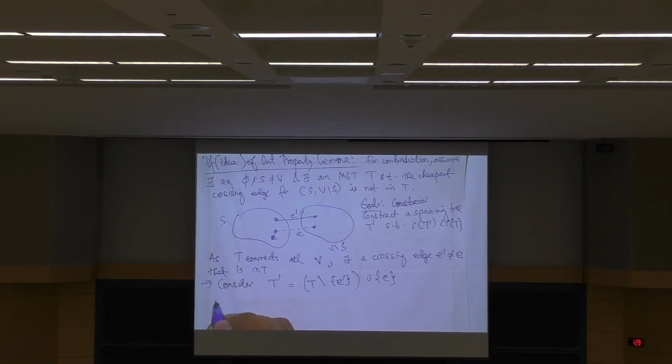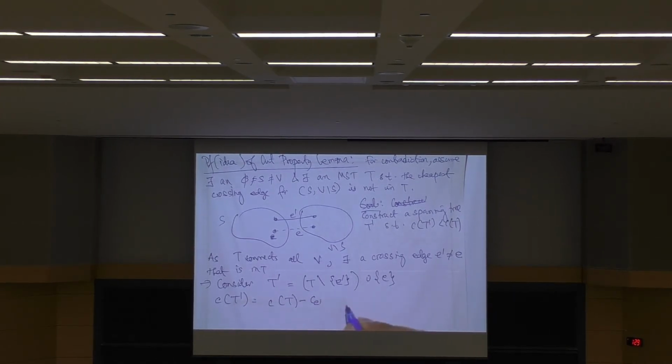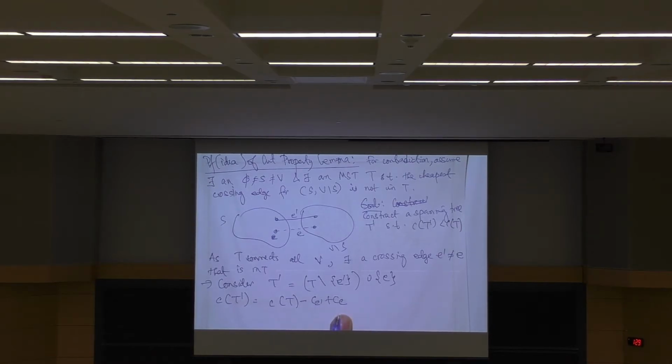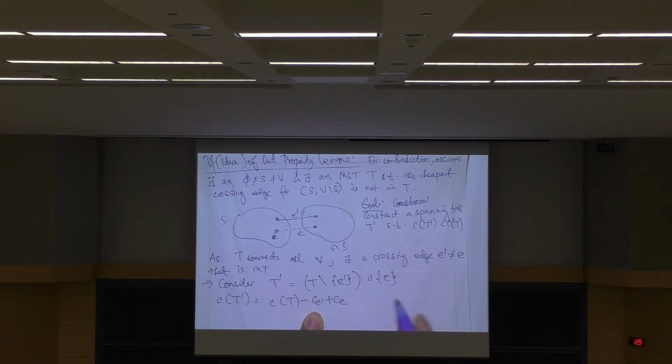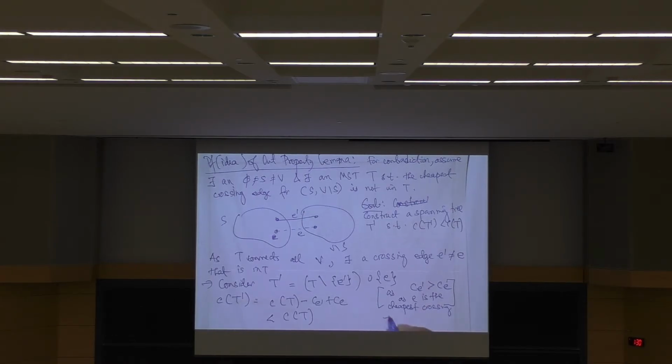Okay. So then if you look at the cost of T prime, it's the cost of T, and I'm dropping E prime and adding back E. Now remember, all the edge costs are distinct, and E has the smallest edge cost. So I claim as the cost of E prime is bigger than E, this is strictly smaller than the cost of T. And again, the cost of E prime is strictly bigger as E is the cheapest crossing edge plus edge costs are distinct.